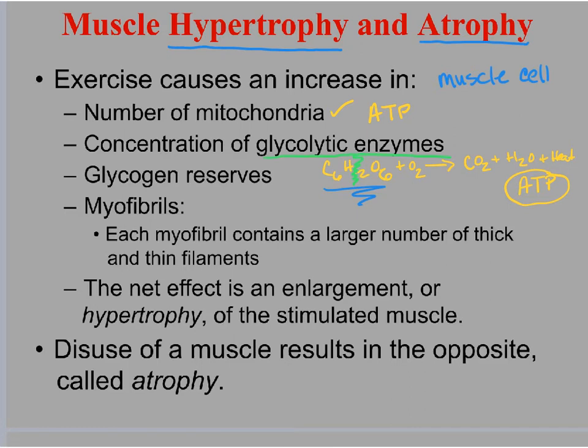So if your muscle cells need to create more ATP, then they're going to have to break down more glucose. And so therefore, you're going to need more enzymes to break down that glucose. So those glycolytic enzymes increase in concentration. Your muscle cells also increase their glycogen reserves. They start storing glucose. Glycogen is a stored form of glucose.